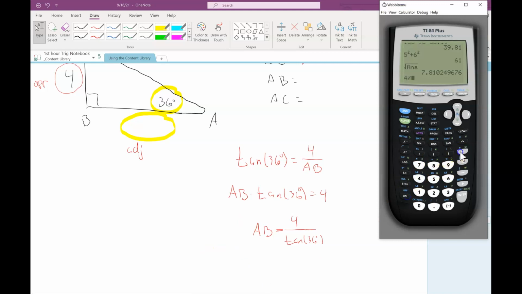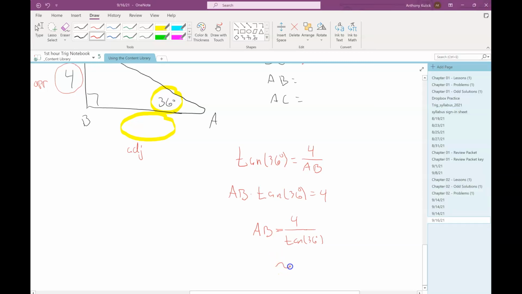So we'll do 4 divided by tan 36. And so that's 5.51. Is everybody okay there? Now to find AC, what should I do? That's the last piece for us, right?